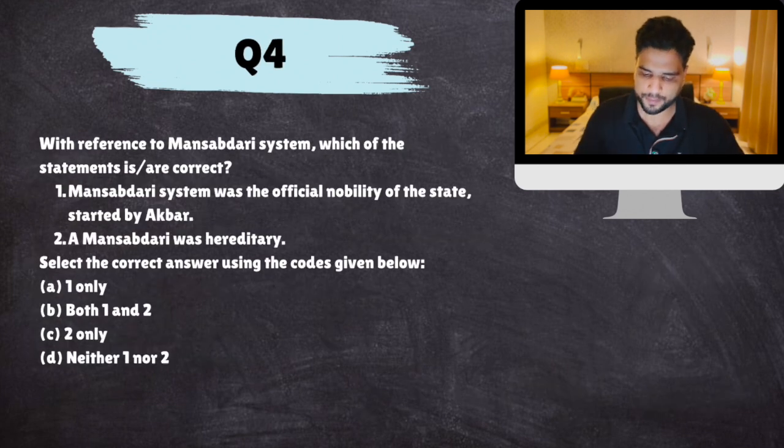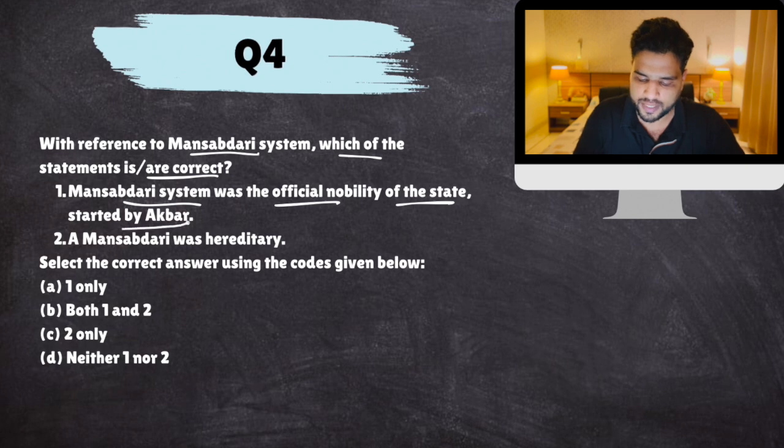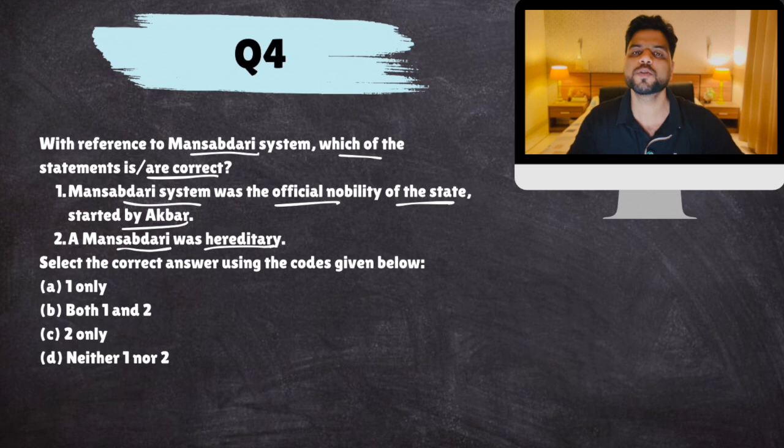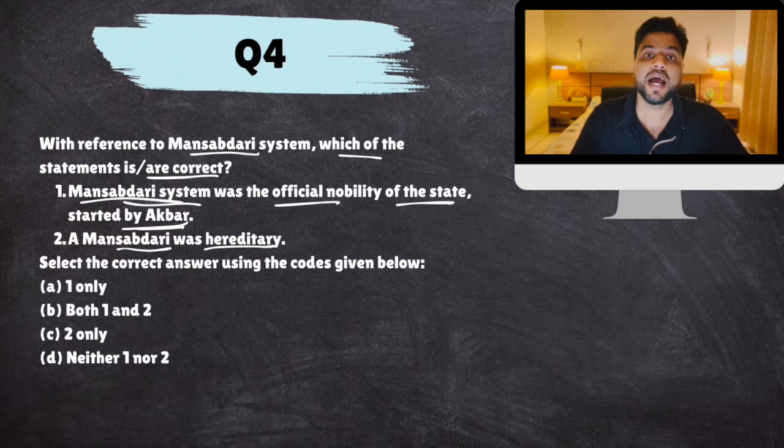Okay, next. With reference to the Mansabdari system, which of the statements are correct? The Mansabdari system was the official nobility of the state started by Akbar. Mansabdari was hereditary. Both these statements we have covered in the previous lecture. Yes, indeed, the Mansabdari system was started by Akbar and it was a nobility system. And every Mansabdar had a Zaat and Sawar based on their rank. So this is correct.